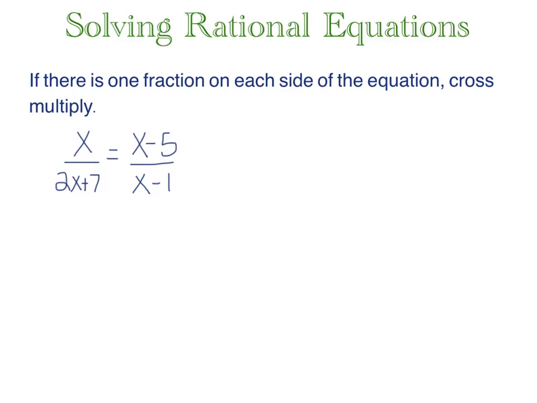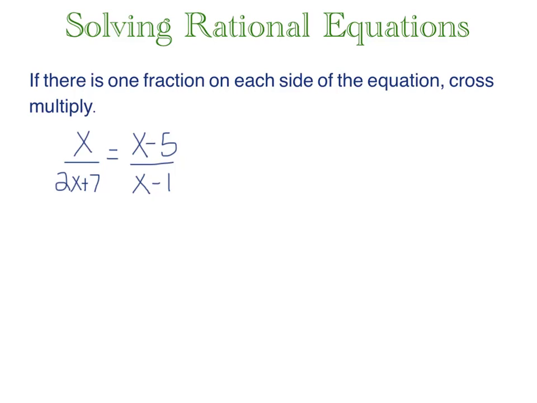We have spent some time now multiplying, dividing, adding, subtracting, and basically simplifying rational expressions. Now we're going to stick an equal sign in here, and we're going to actually solve for x. The easiest type is when there's only one fraction on each side of the equation. Whenever you have that, you can just cross multiply.